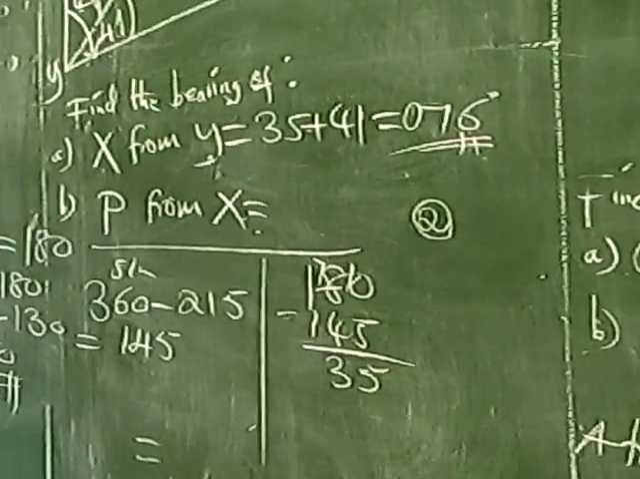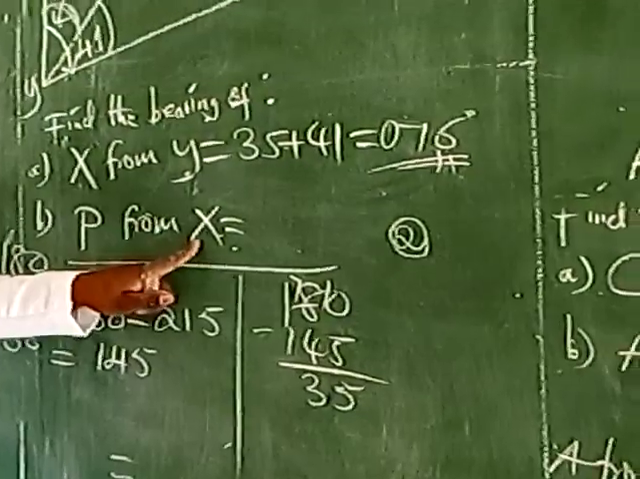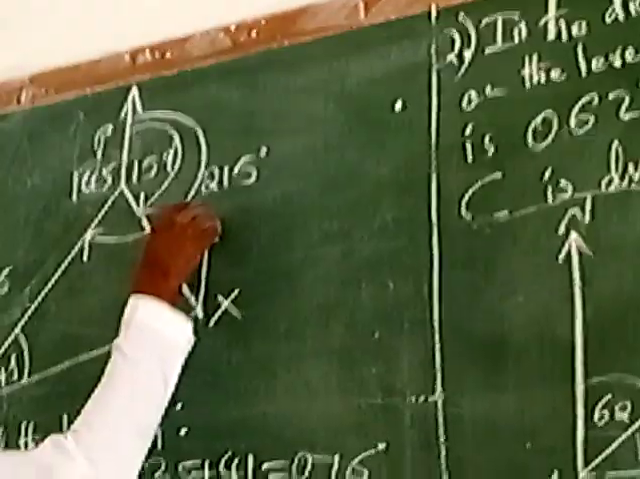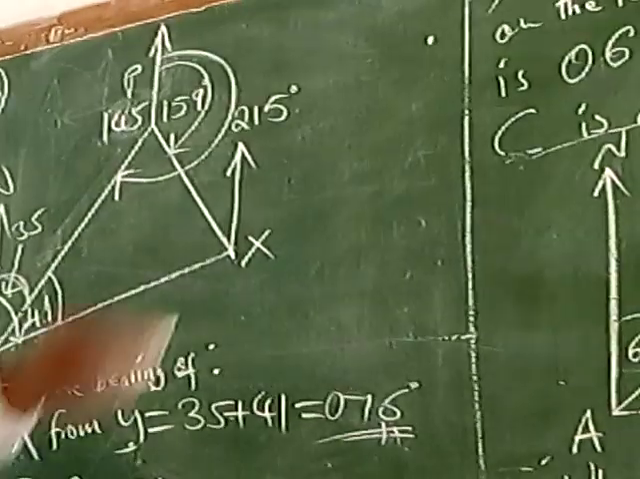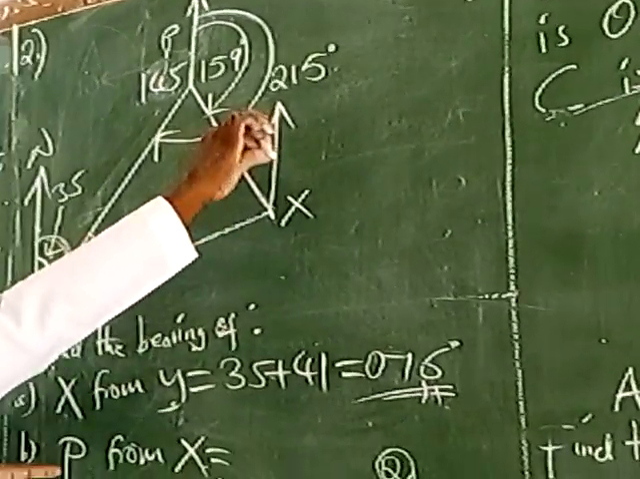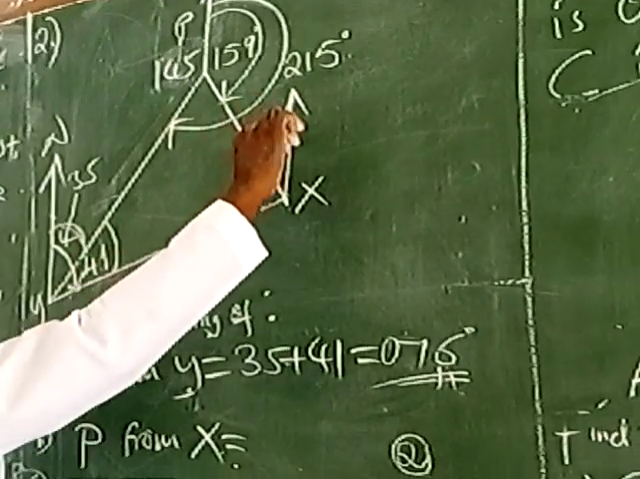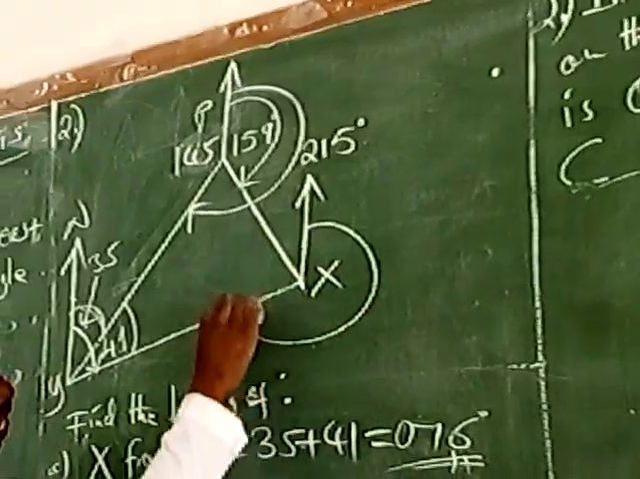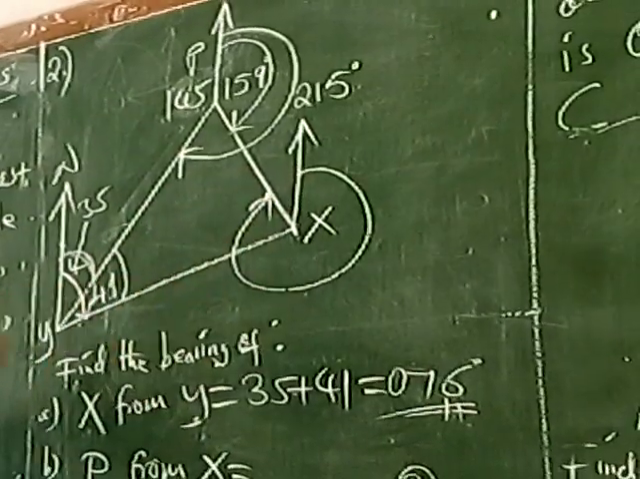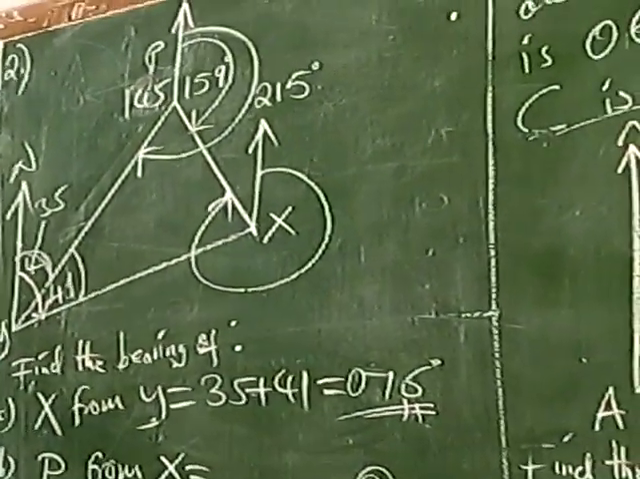P from x. From x, we put a compass. So the compass will be right at x here. Now we're moving from x to where? P, to line PX. Observe. So you rotate clockwise until here. You get? Yes. Observe how curious this question is.